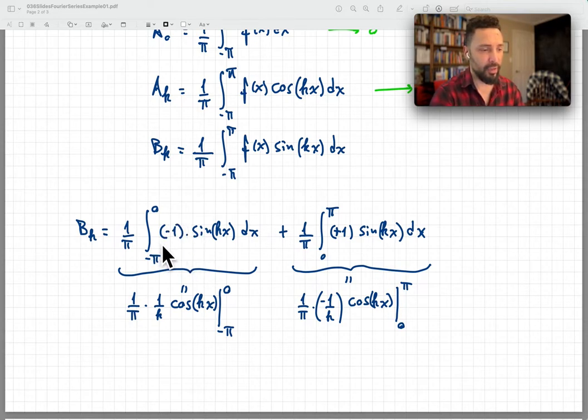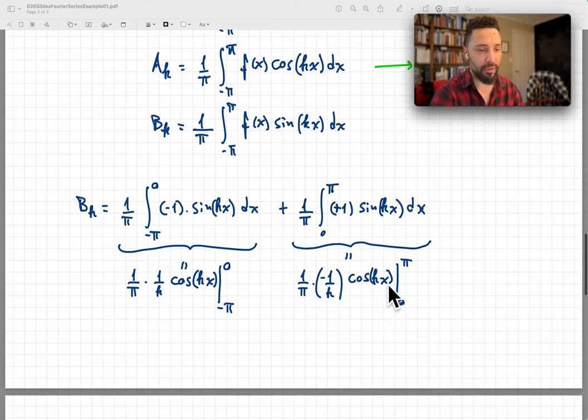It's just a constant. And so the integral of sine kx is minus 1 over k cosine kx, so that minus sign cancels this guy. And then over here, again, the integral of sine kx is minus cosine kx divided by k. And so all we need to do is, let's see, we have 1 over pi, we have 1 over k cosine kx, and then evaluate between minus pi and 0 here, and between 0 and pi over here. So just keep track of the signs, it's very important.